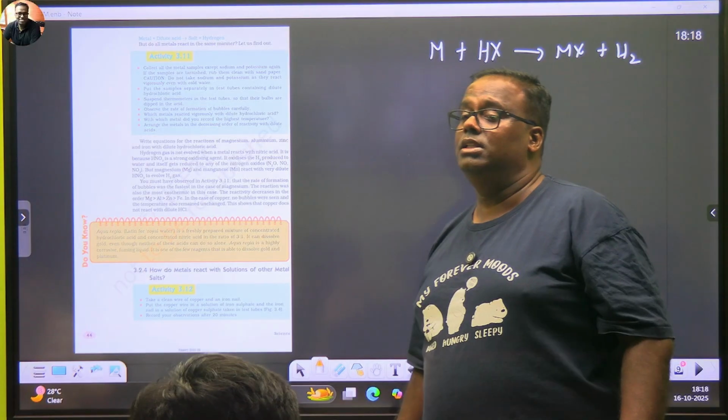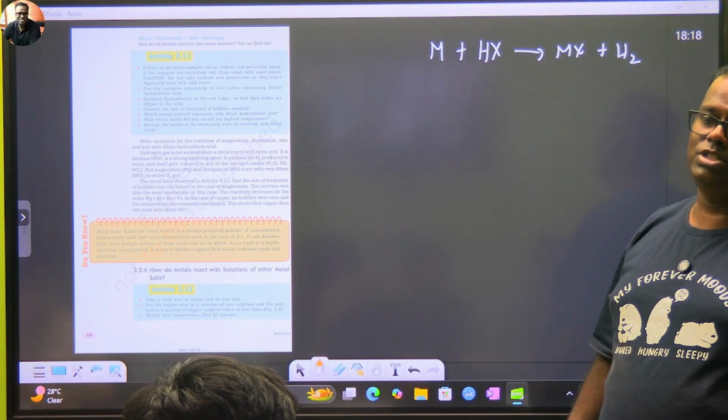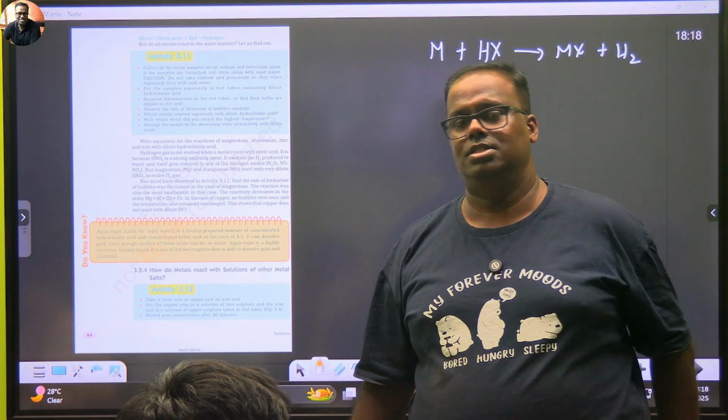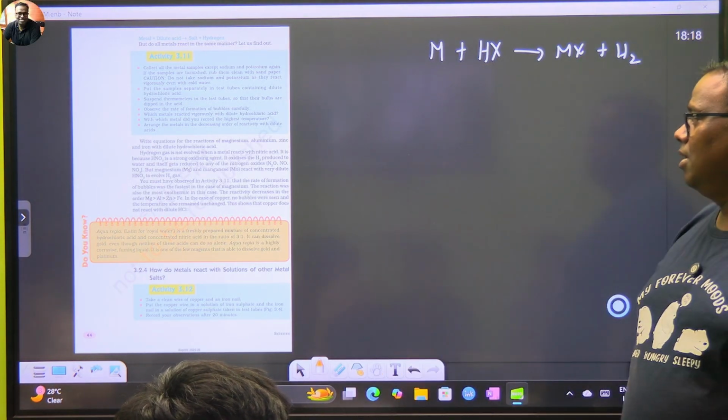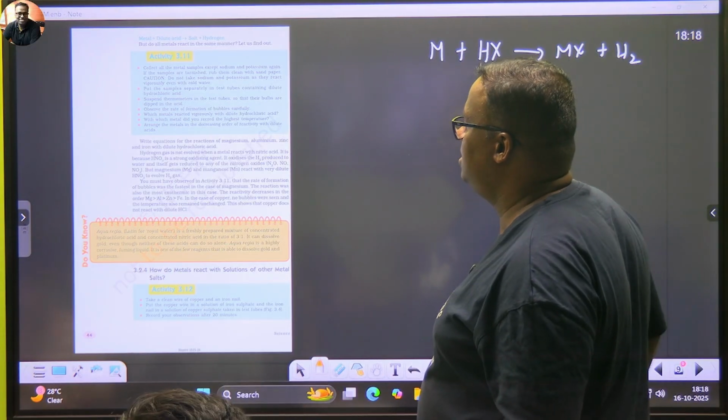However, there are two metals which do not allow HNO3 to show that oxidizing nature. Those are magnesium and manganese. Okay. And then comes the reactivity series. I hope you know reactivity.